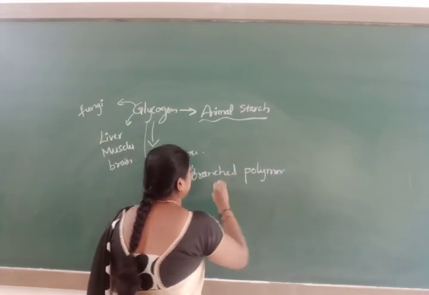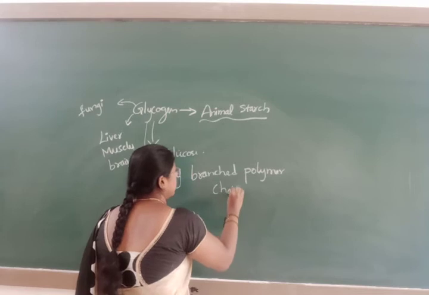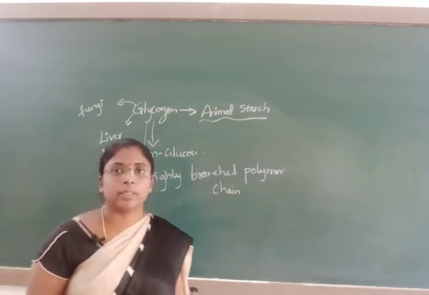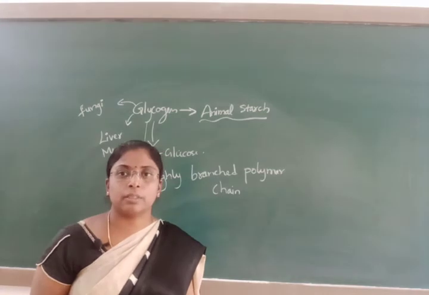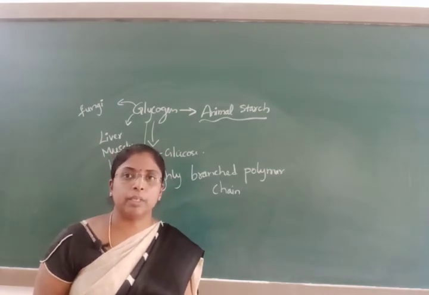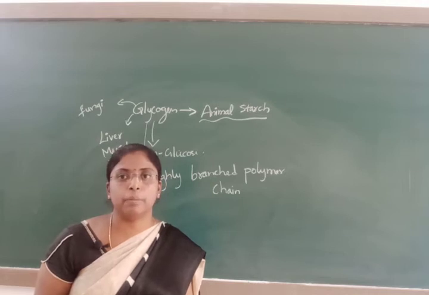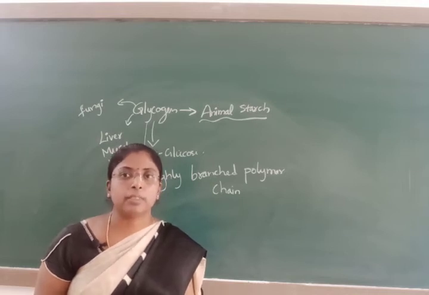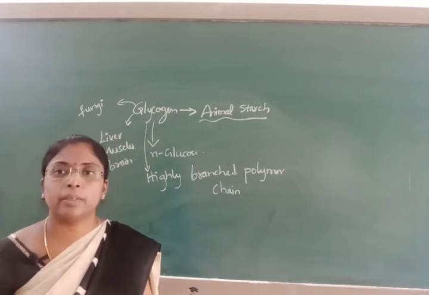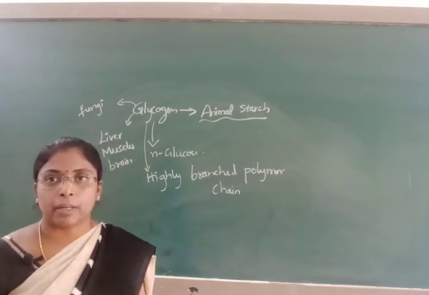Highly branched polymer chain. We have discussed the three polysaccharides. First was starch. Starch was in the form of a storage material. Where is it stored? It is stored in the plants. Whereas cellulose acts as the main constituent present in the cell wall in the plants.